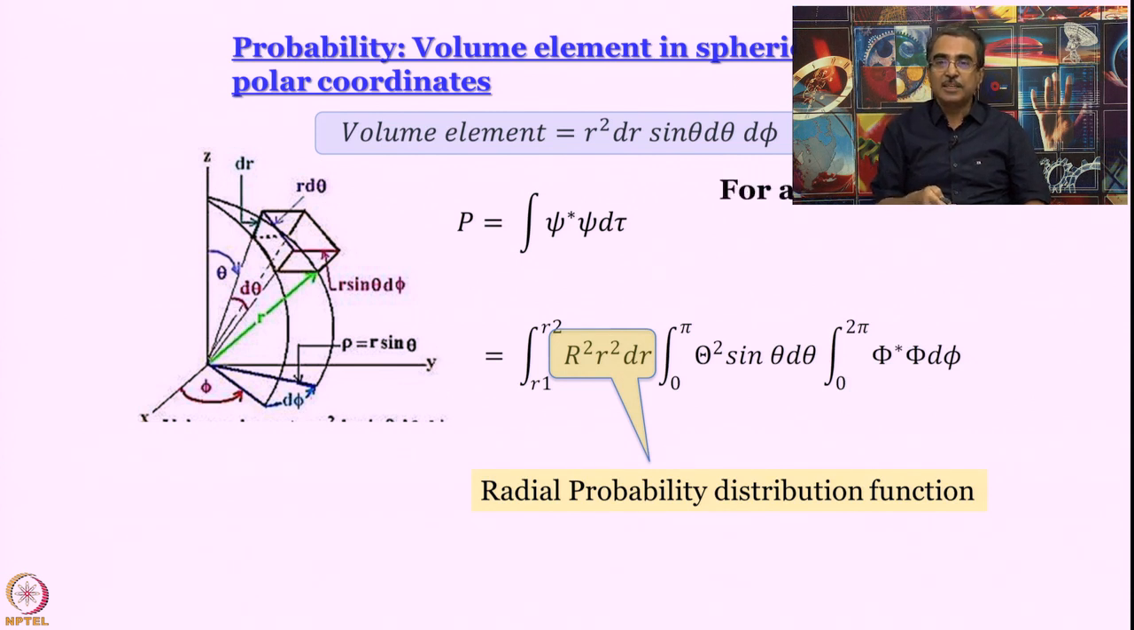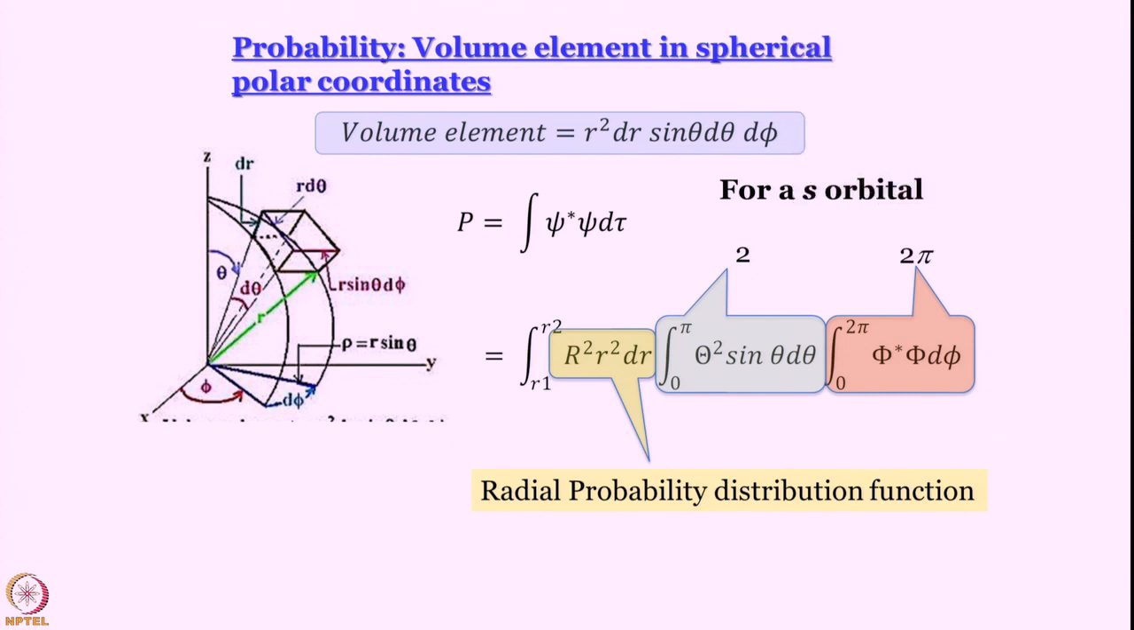For s orbital, there is no theta phi dependence. So, this becomes 2 pi and this integral becomes 2 pi. I recommend that you read this part from Atkins physical chemistry book. It is discussed very, very nicely there. So, if it is not an s orbital, you only work with capital R square small r square dr. If it is an s orbital and if you want to find out some probability, you need to work with 4 pi multiplied by capital R square small r square dr. But it does not matter for the discussion we are performing. If you remember capital R square small r square, that is enough.